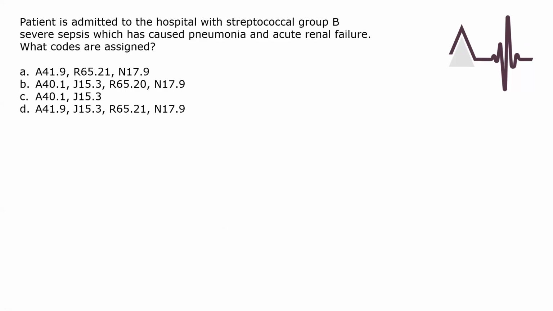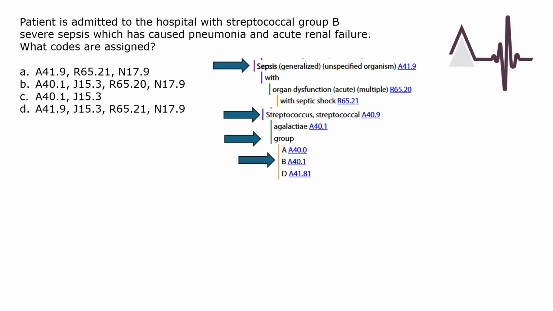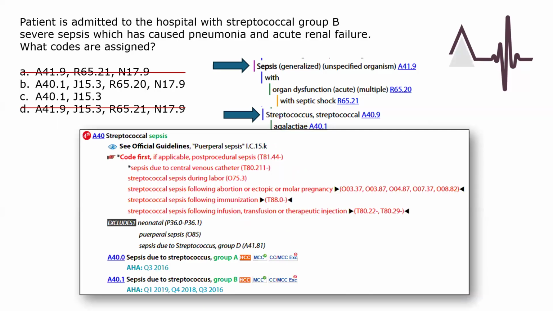To find the codes in the ICD-10 alphabetic index, look for sepsis, streptococcus, streptococcal group B, which directs the coder to A40.1 for the systemic infection. After verification from the tabular list, we can eliminate answers A and D, since only B and C contain A40. Additionally, we can see several notes regarding this code. Specifically, there is the I icon, which is reminding us that guidelines are in play when applicable.